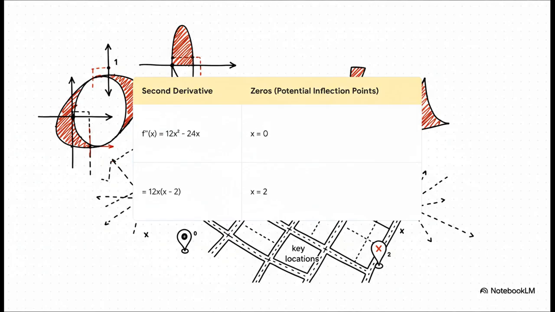The second derivative is 12x squared minus 24x. We set that to 0, and we find our potential inflection points are at x equals 0 and x equals 2. Awesome! More key locations for our map.